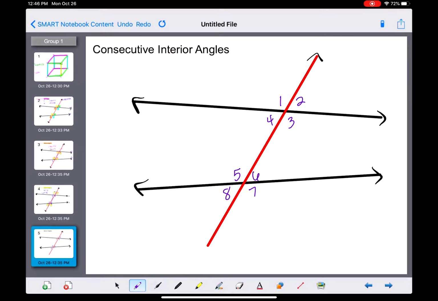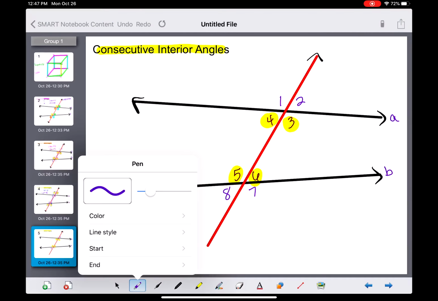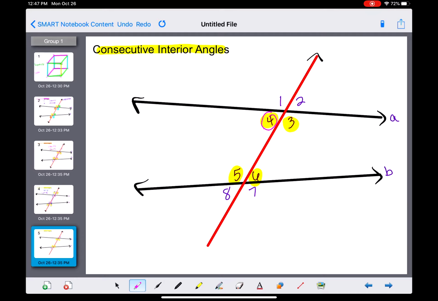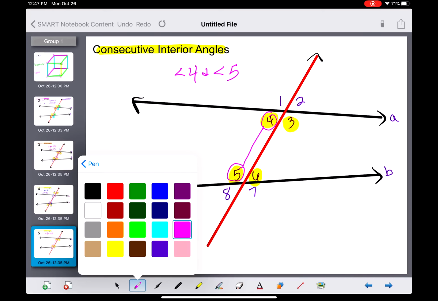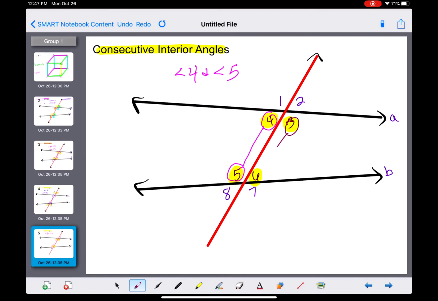The last set of angles that we're going to look at are consecutive interior angles. So once again, they are on the inside. So we're looking at angles 3, 4, 5, and 6 because they are on the interior of lines A and B. But consecutive means that we want them to be on the same side of the transversal. So we have 2 pairs. Pair number 1 is 4 with 5. And pair number 2 is 3 and 6.